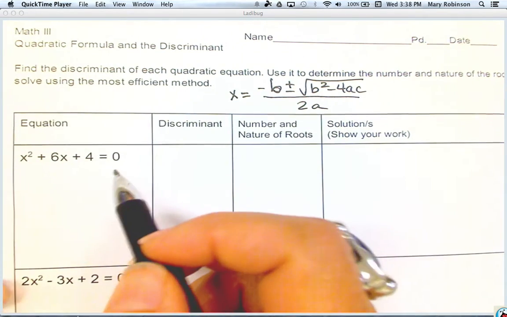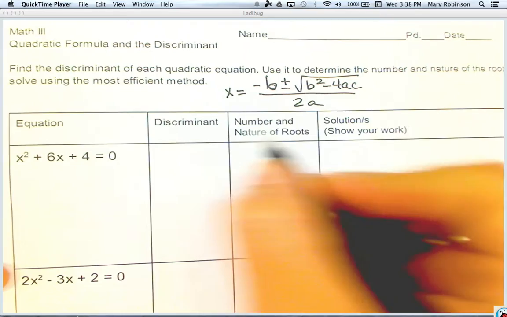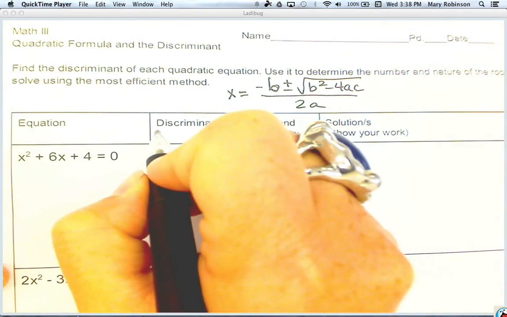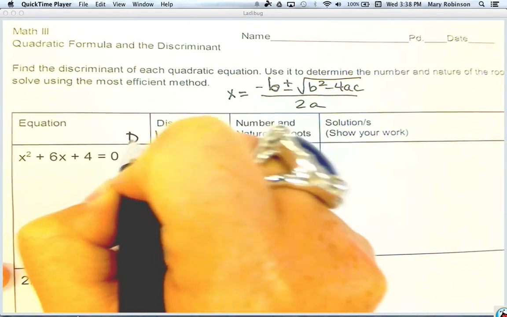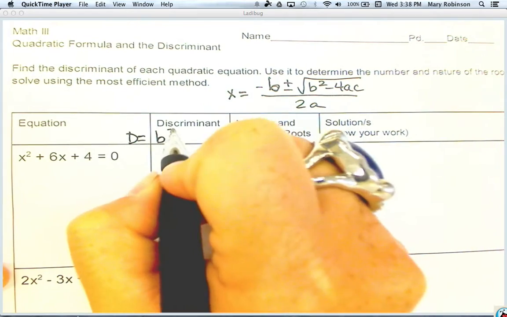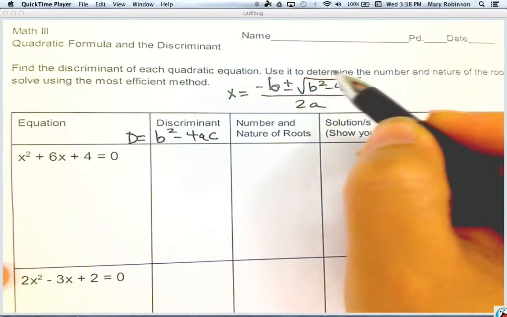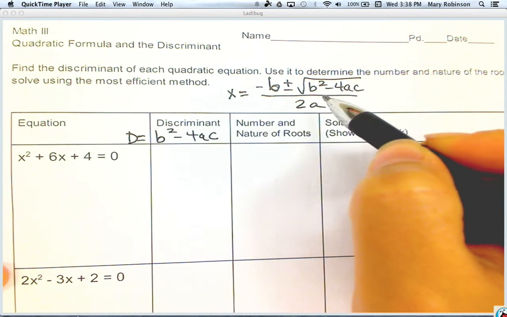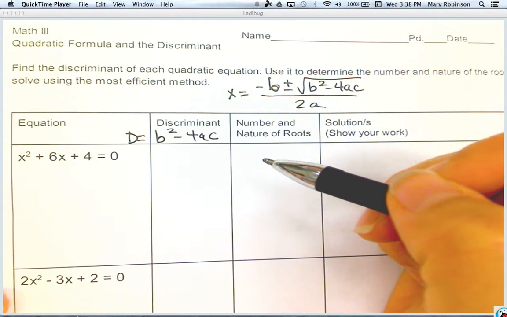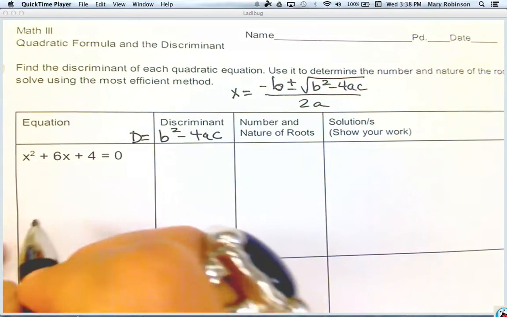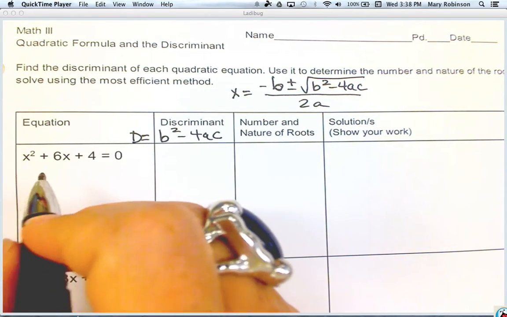When we take a look at this, we first need to understand what the discriminant is. The discriminant is actually the value, I'll put over here, D equals b squared minus 4ac. So basically, it's the radicand, meaning the number that's under the radical. In order to find the discriminant, we need to be able to identify a, b, and c.